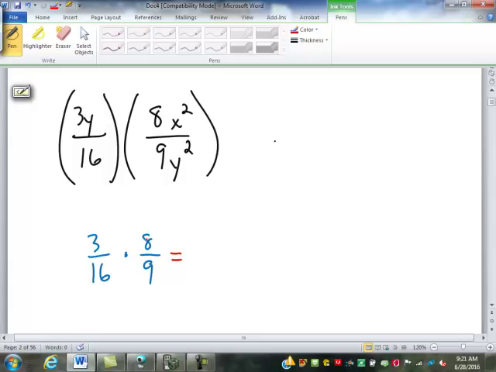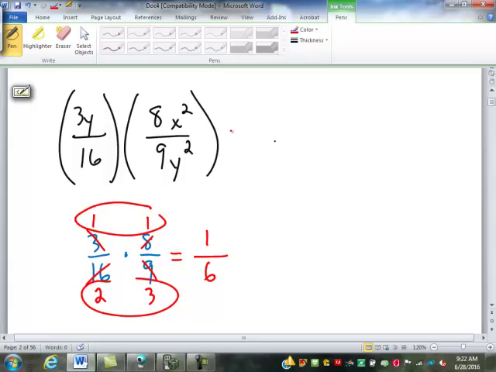Tell me what to do next. Okay. 3 and 9 become 1 and 3. Okay. 16 and 8 become 1 and 2. Any questions so far? Okay, what's next? 1 times 1 is 1. 2 times 3 is 6. So up here, my numerical portion is 1 over 6.